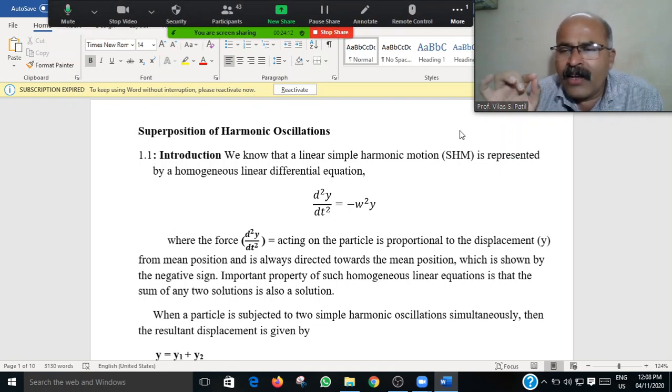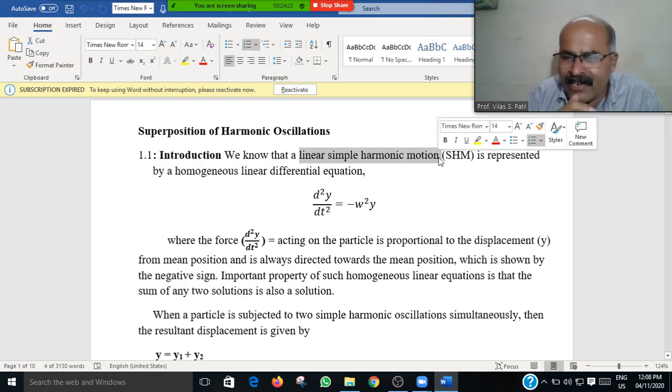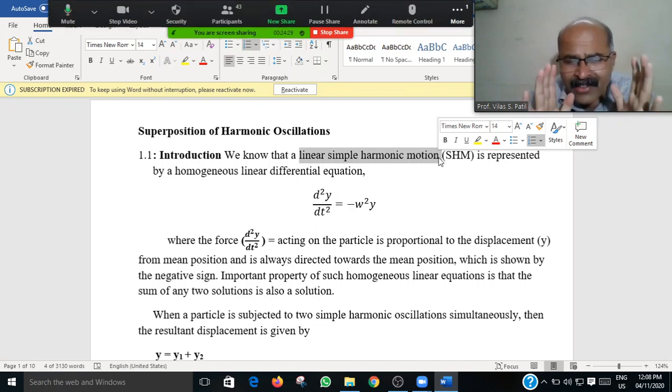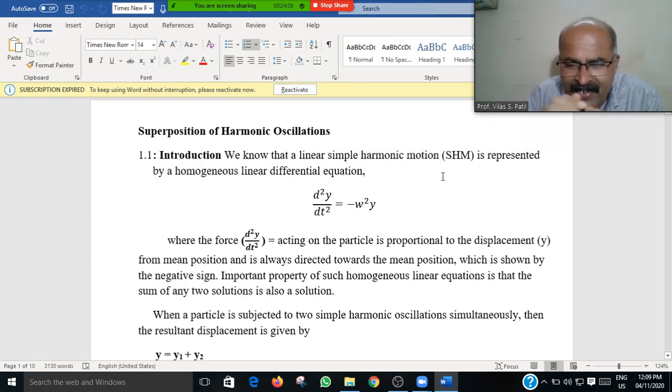that is, the amplitude of the oscillatory motion becomes zero. Such a type of oscillatory motion is known as simple harmonic motion. We know that the linear simple harmonic motion is known as SHM. And from last year, we know that there is an equation, the differential equation for the motion. And what is that? SHM is represented by a homogeneous linear differential equation.